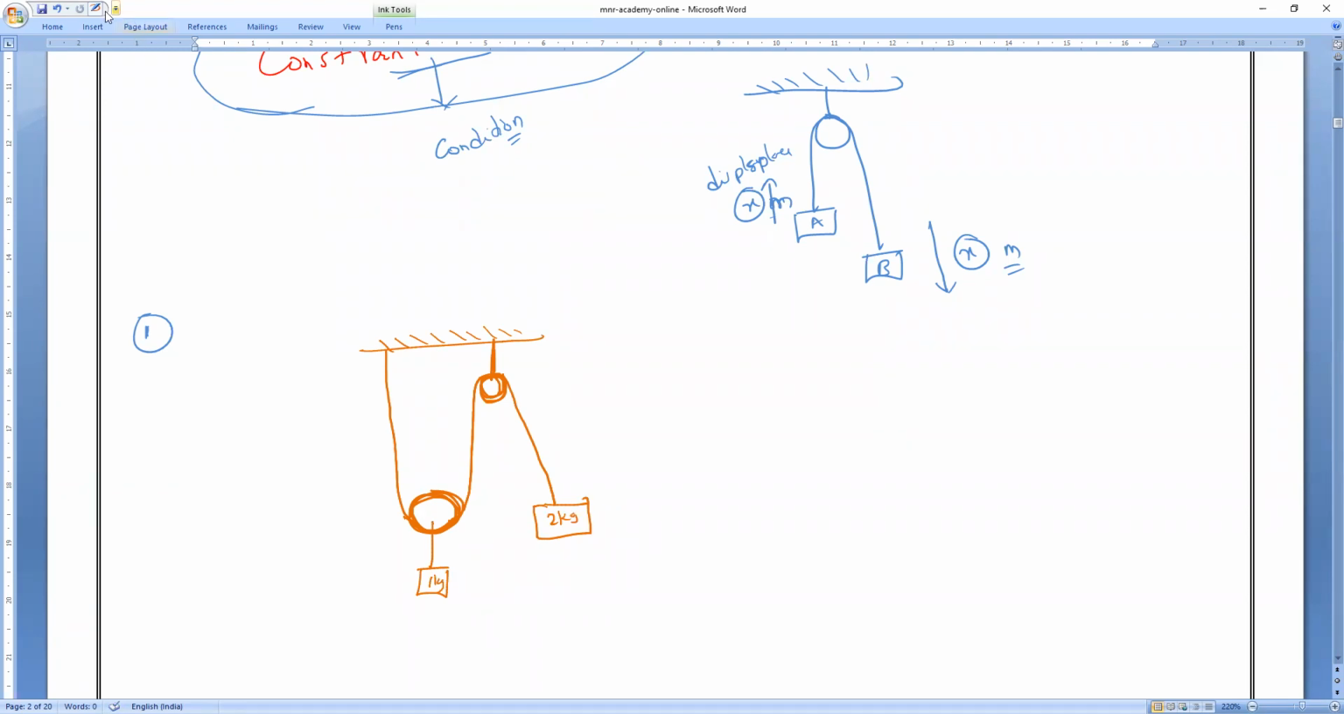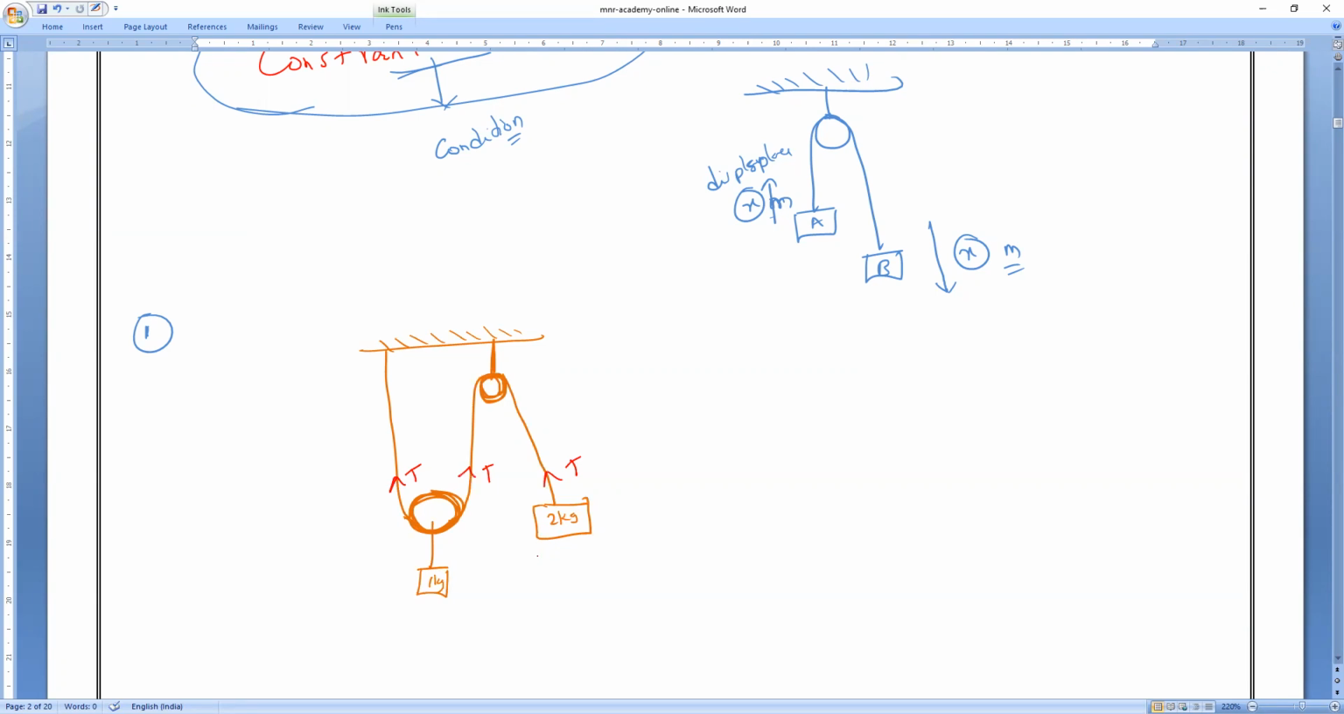Now, we all know tension: same string, same tension. So this is fully the same string. Tension is away from the body here, here also away from the body, and here also away from the body. So that tension remains the same. Am I right or wrong, guys? Yes, okay.